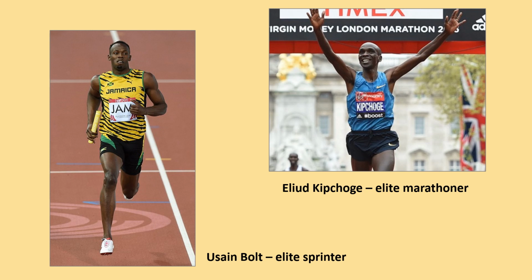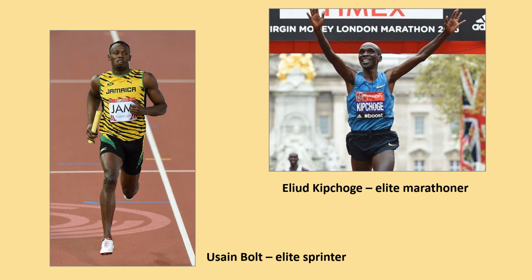So here are 2 athletes. These are both the top athletes in their event globally. Eliud Kipchoge is the world's best marathon runner. He holds the record for the fastest marathon time. And then Usain Bolt is the world's best sprinter. He holds the world's records for the best sprint time.